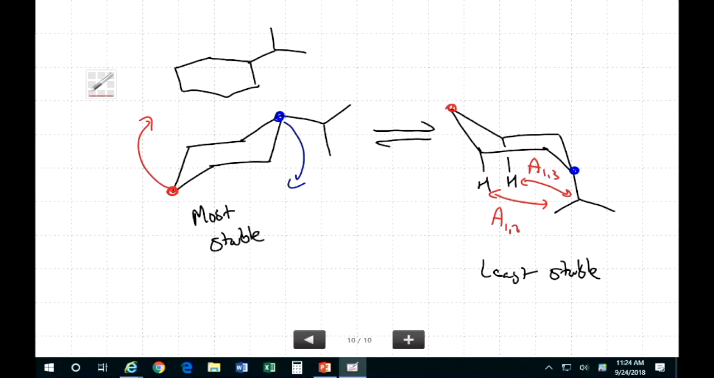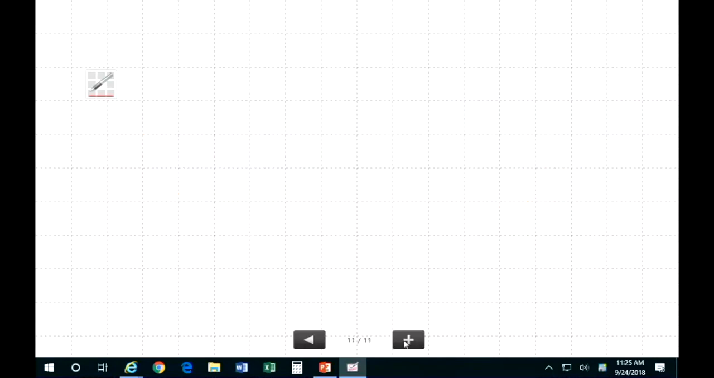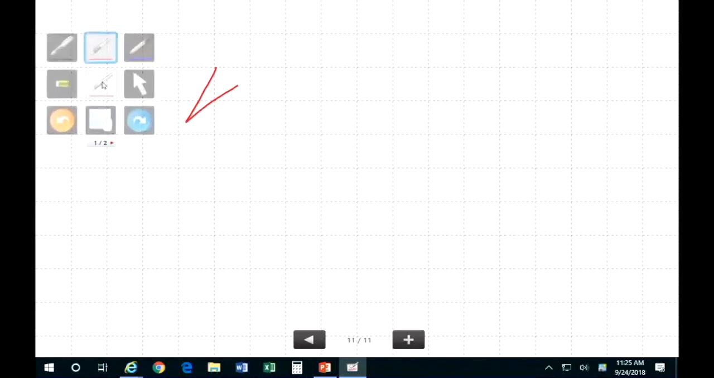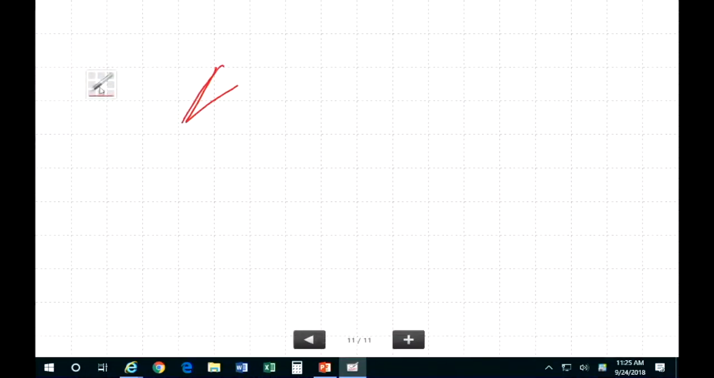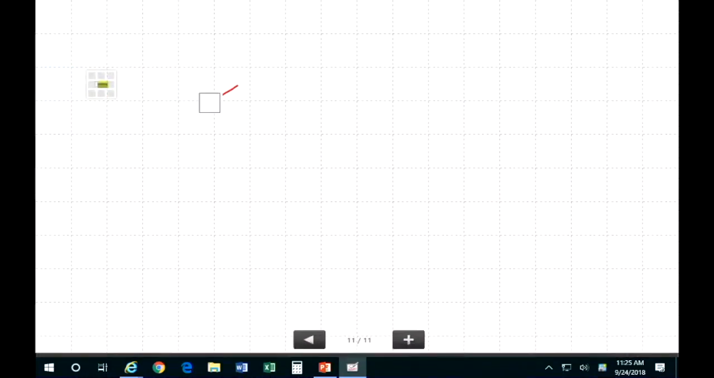Hunky-dory, seems okay? Awesome. So that's what you need to be able to do. You need to be able to take the name, draw the structure, draw the chair conformation, ring flip the chair conformation, figure out which one is most stable, and then label the A1,3 interactions. Now, what I'm going to point out is, that should have been black. Okay, screen, stop mocking me.